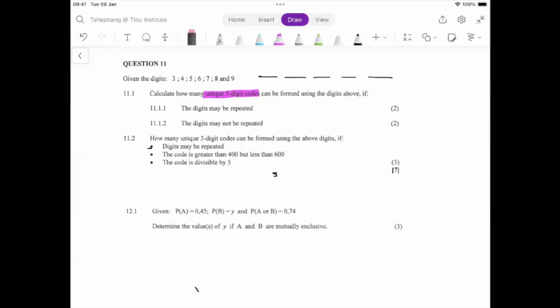Okay, we're getting a 7, we're getting 16807. Okay, 10 seconds, and then we have to mark it together.